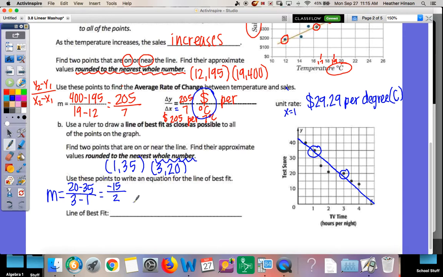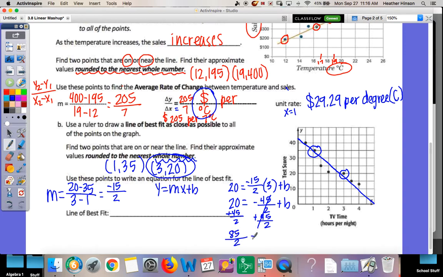And then we need a y-intercept. So just like before, we want to plug into y equals mx plus b. So pick a point. I'm going to go with 3, 20. So y is 20, my m is the negative 15 over 2 I got, x from my point is 3, plus b. So we multiply negative 15 over 2 times 3. It's negative 45 over 2. And then we're going to add this one because it's already negative to cancel it out. So 20 plus 45 over 2, that is 85 over 2.